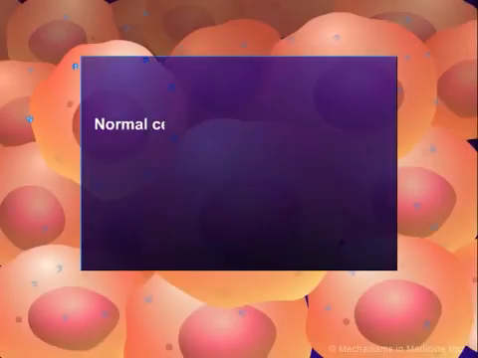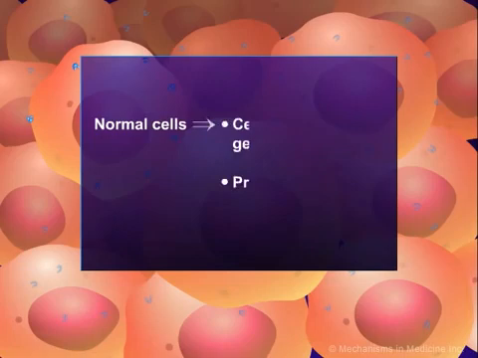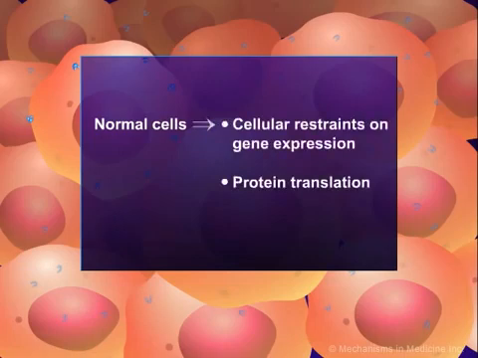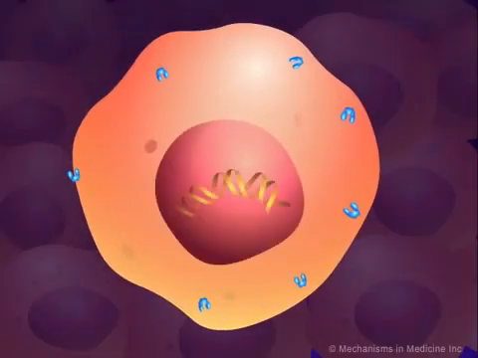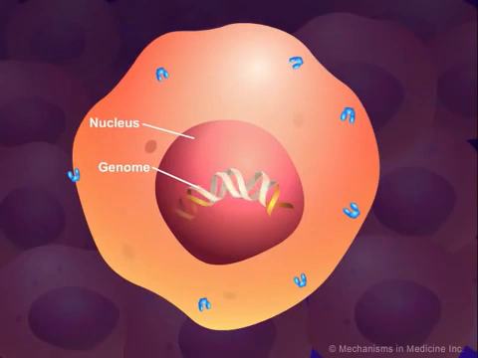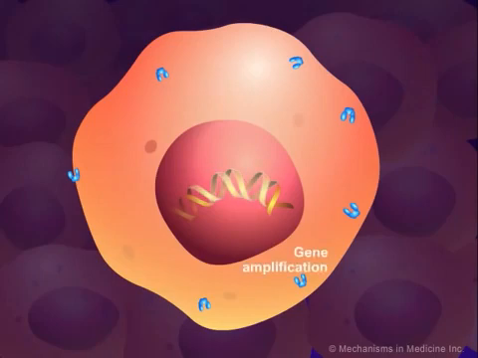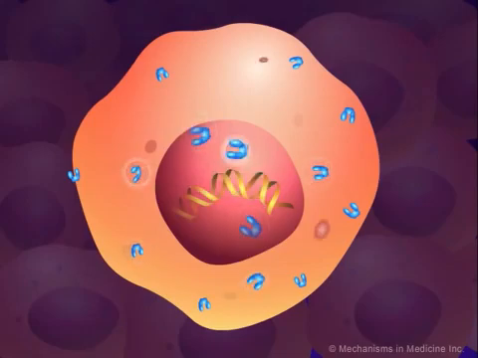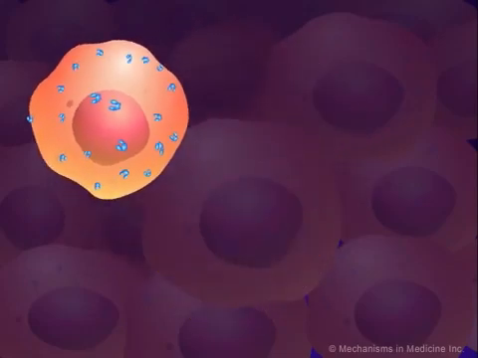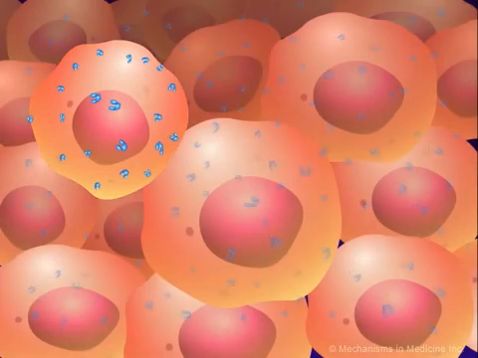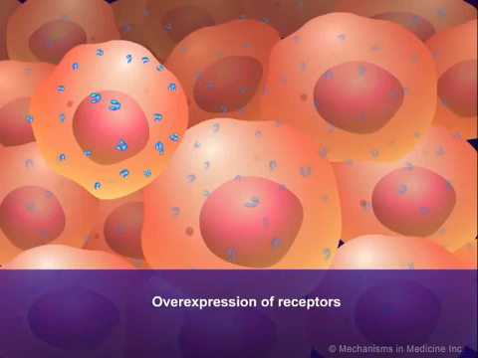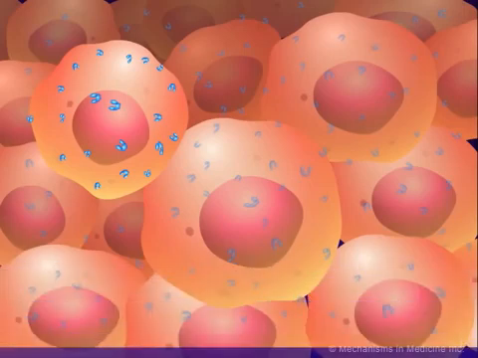In normal cells, the production of cell surface receptors is limited by cellular restraints on gene expression and protein translation. In tumor cells, however, mutations in the genes encoding for the receptors disrupt this finely tuned regulation, and too many copies of the gene are produced, a phenomenon called gene amplification. This, in turn, leads to excessive transcription and production of receptors. The end result is a higher than normal number of copies, known as overexpression of the receptor, on the tumor cell surface. This gives the tumor cell increased potential to be triggered into a growth phase by the binding of ligands to the excess receptors.